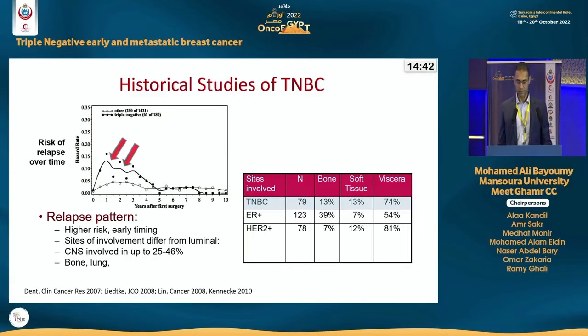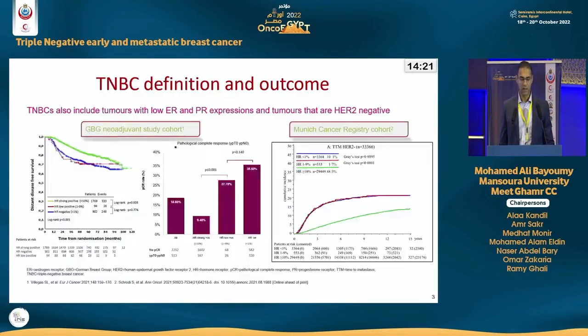Historically, we know that triple negative breast cancer usually has a poor prognosis in comparison to other types of breast cancer, with high risk of relapse, especially in the first 1 to 4 years after surgery or after adjuvant therapy. Also, we know that nowadays we have many new definitions of survival.